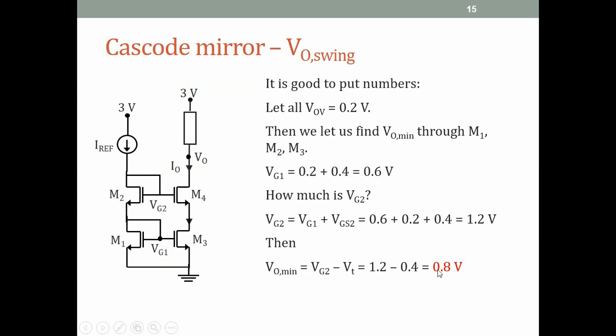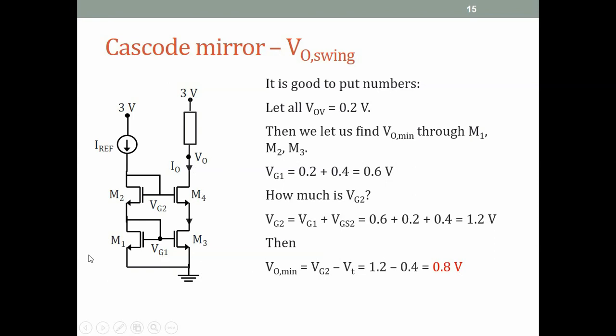But we had thought that VO min would be equal to twice VOV, and VOV is 0.2. So we had thought intuitively that VO min should be 0.2 plus 0.2 equals 0.4 volts. But when we actually analyze the circuit, it turns out that it is 0.8 volts. Now let us think about why this happened.